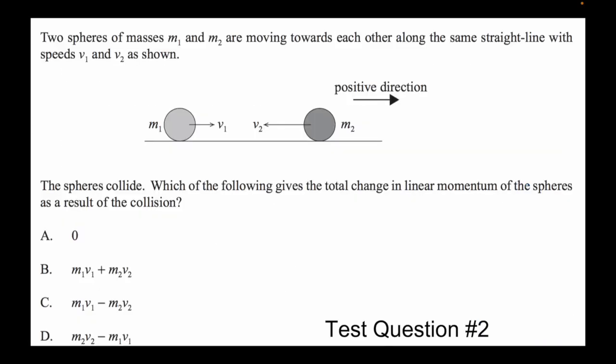Let's try a practice question here. Another test question. 2 spheres of mass m1 and m2 are moving towards each other along a same straight line with speeds v1 and v2 as shown. The spheres collide. Which of the following gives the total change in linear momentum of the spheres as a result of the collision? Pause the video, and remember, 1 is A, 2 is B, 3 is C, 4 is D, and 5, well, you know what 5 is.